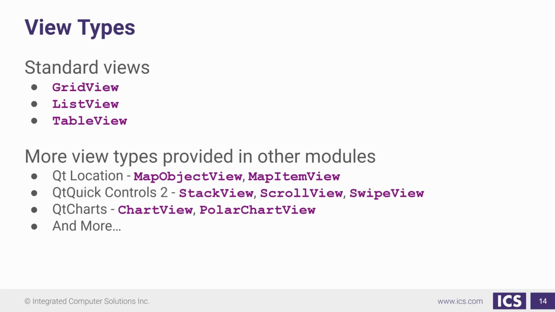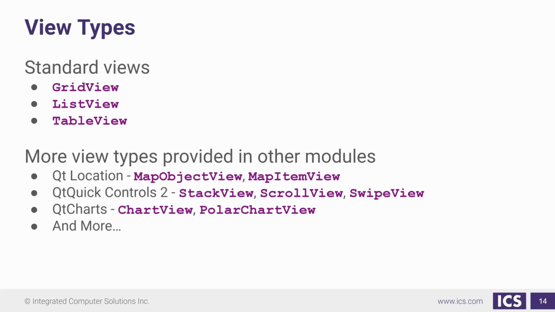Quick Controls 2 provides us with a scroll, swipe, and stack view. Charts has additional views. Other modules also have additional views. Generally, Qt will provide the options you need for your view. So if you're not sure if Qt provides something, just do a quick search and you'll find out really quick if that's in a different module that you have to load.